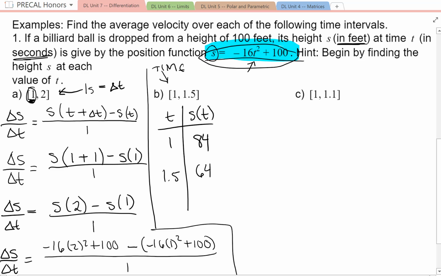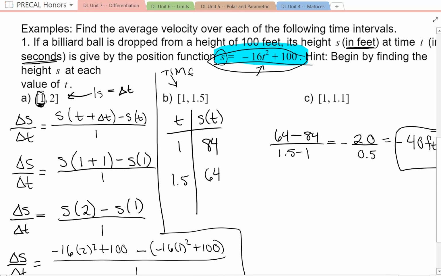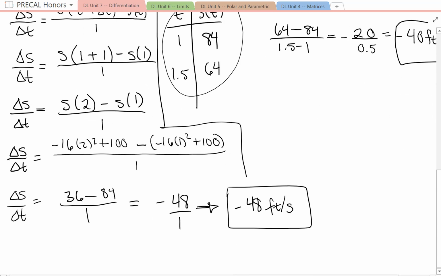So if you took the slope between these 2 points, I would say 64 minus 84, the change in S over the change in T, 1.5 minus 1, you would get 20 over 0.5, and that would be negative 40 feet per second. If this is an easier way for you to understand it than plugging it into the exact formula, that's totally fine.